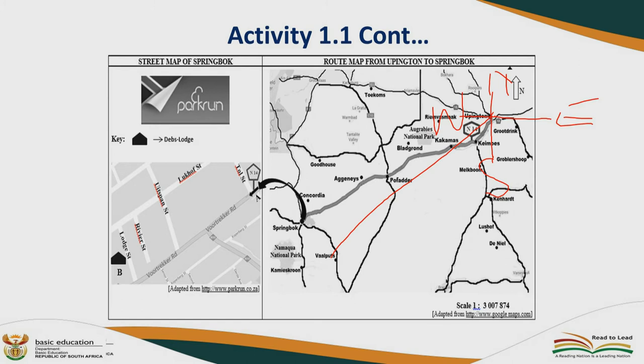And then we have a B there with a symbol. What does the symbol mean? There is a key. It means that that is the Depp's Lodge. So that is our street map. That is the only information that we have on that particular map. We don't have the scale for that type of map. So let's look at the questions that are following.